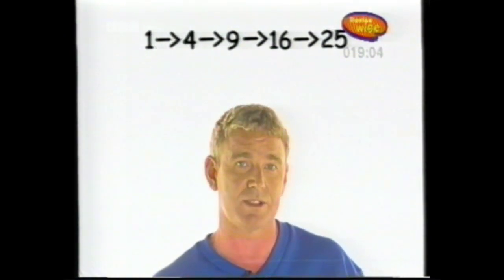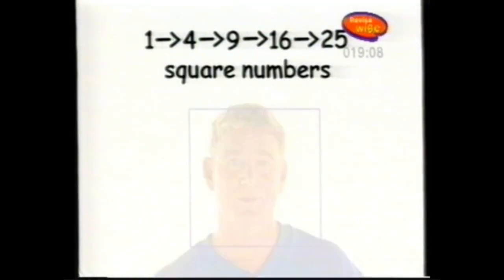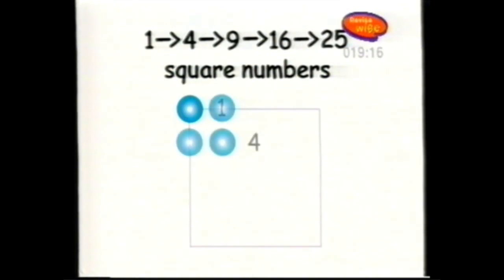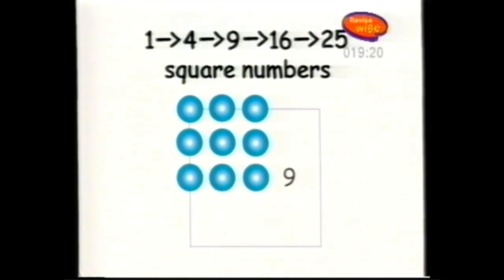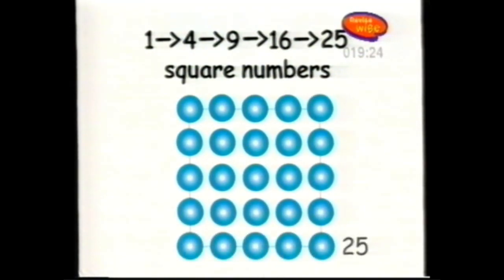Here's another special sequence of numbers. They're called square numbers. This is why. Each of these numbers can be made into a square shape. Start with 1, then 4, then 9, then 16, then 25.